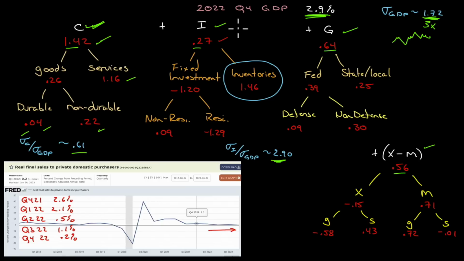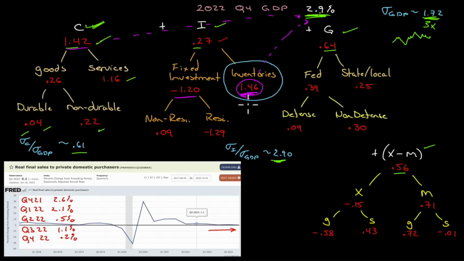So we have 0.27 here, and what do we get? We get the worst combination you can get, with big numbers. Fixed investment, negative 1.2. Inventories, 1.46. Now, look at the contribution to the 2.9 that inventories has, 1.46. Look at the contribution of consumption. The build in inventories contributed a larger proportion of the 2.9 than all of the consumption category together. So 2.9 is not that exciting when you have negative investment and building inventories.